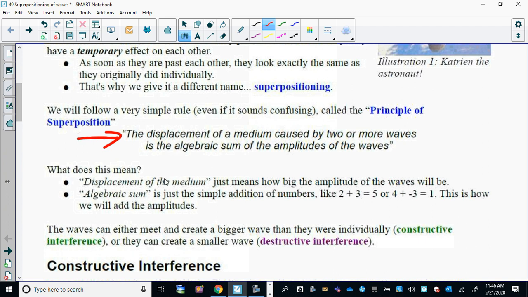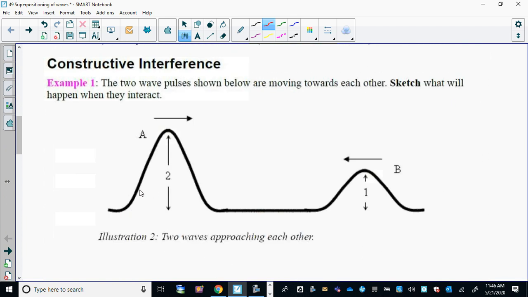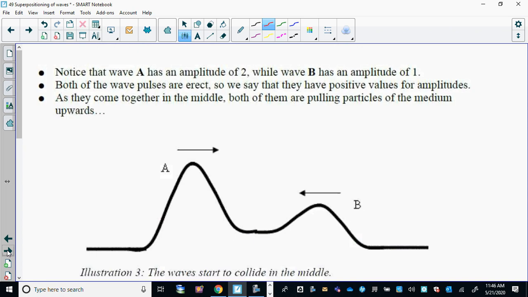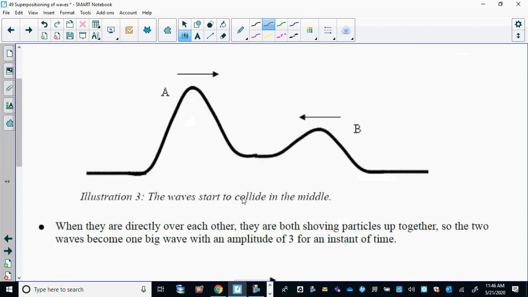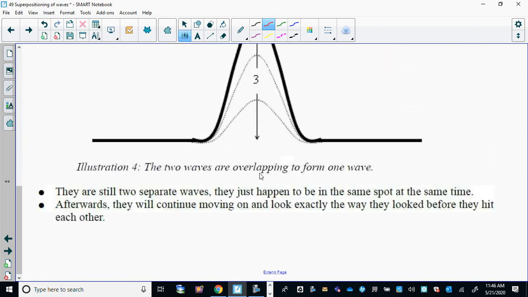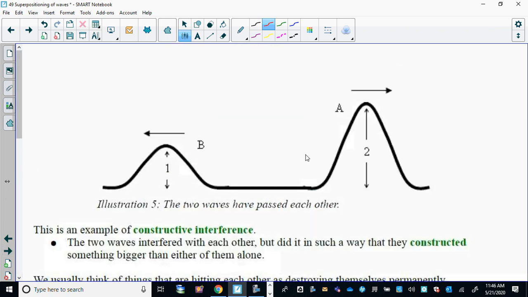So if you have a crest meeting a trough, you're going to get destructive interference. If you have a crest meeting a crest, you're going to get constructive interference. If you have a trough meeting a trough, you're going to get constructive interference. And then it goes through some examples. So when these two waves meet, they're going to form a crest of magnitude 3. There it is, and there's a good depiction. And then they just continue. Once they've constructively interfered with one another, they just continue going their own merry way.